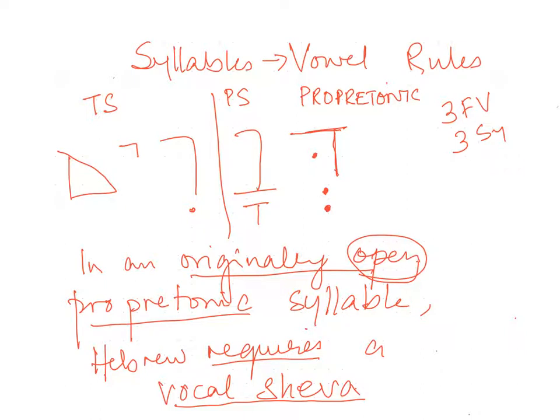consonant and this one to form a bisyllabic word. So now you can clarify it. You have now two full vowels, therefore you should have only two syllables. You see? Perfect. Please remember, in an originally open propretonic syllable, we see a reduction in the vowel. It reduces to a vocal sheva. Always remember that. This is what we call a propretonic reduction. Take a minute to observe this.